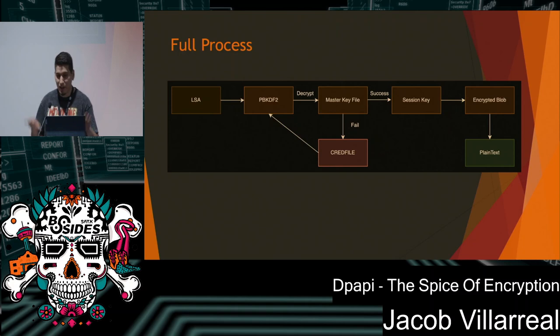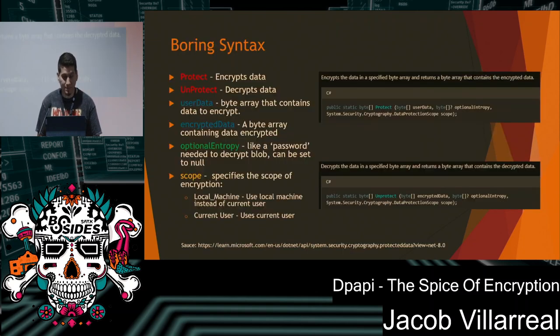So here's a step back overview of the whole process. It gets a password from LSA, goes to that password-based key function, and tries to decrypt the master key. If it fails, the CRED file loops back, and then it goes to the session key, which decrypts the encrypted blob.